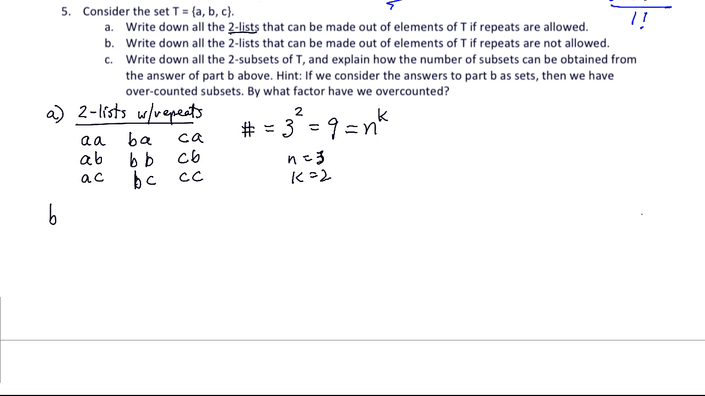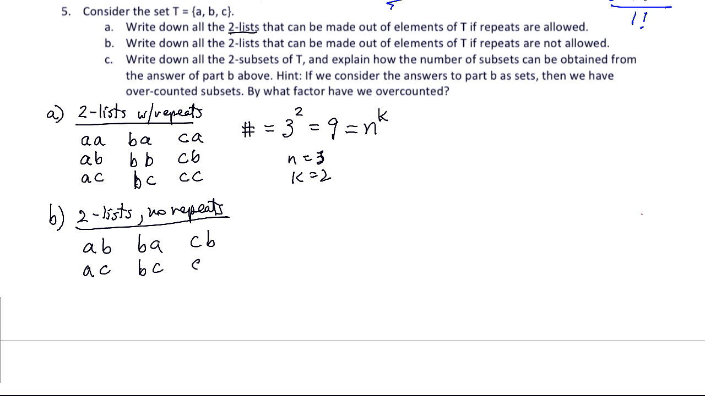For part B, we're going to do 2 lists where repeats are not allowed. Okay, well, we just get rid of the AA, the BB, and the CC, and I'm going to have an AB and an AC, then a BA and a BC, and following the pattern, I would start with a CA and then a CB. Notice that I'm putting them in alphabetical order in the second position as I cycle through the first position being A, B, and C.